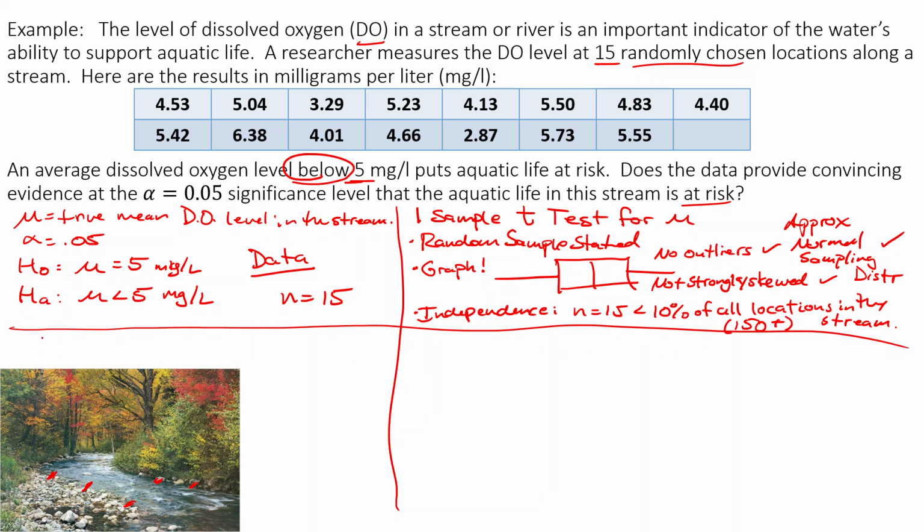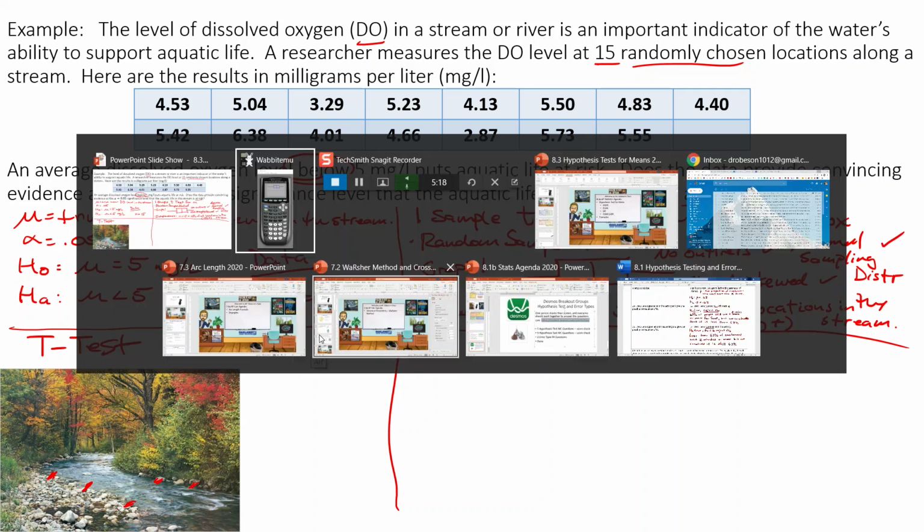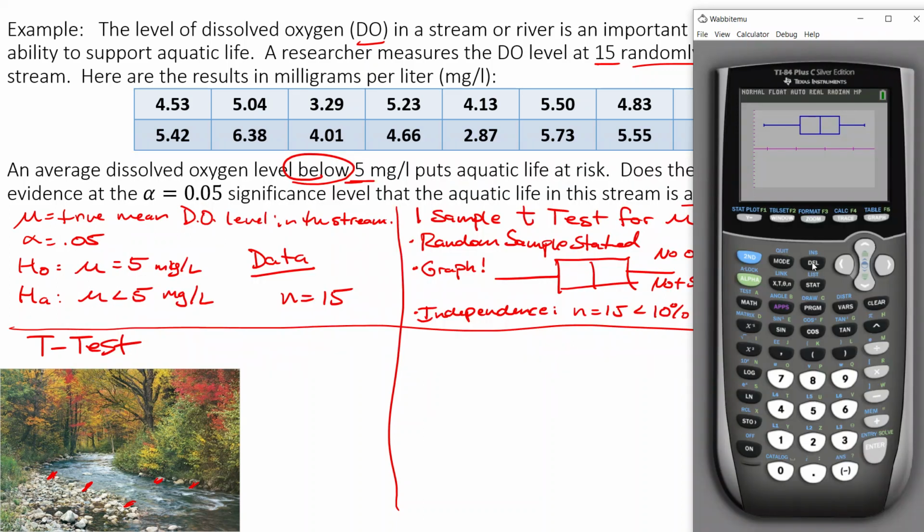All right, so now we're going to our calculator and we are doing our t-test. I've already got the data put into L1, so that's good. And I'm going to go do a t-test. And now I am working with data because I don't have the mean or the standard deviation from the sample. So I'm just going to select data.